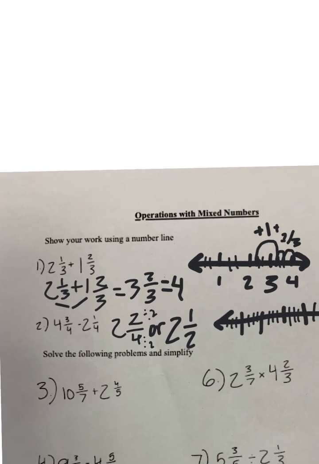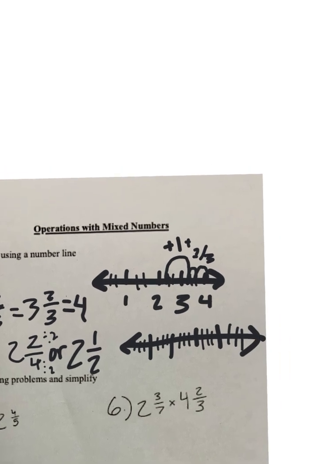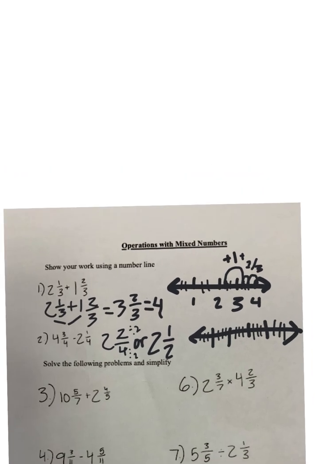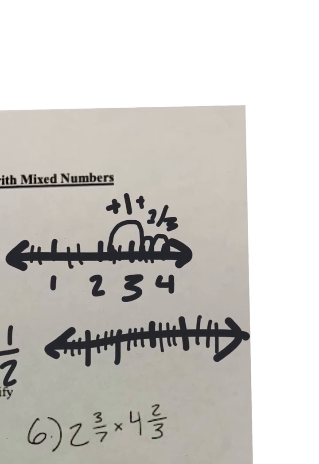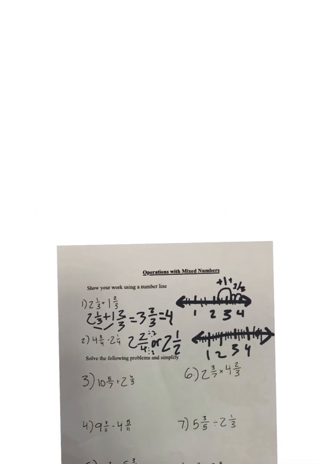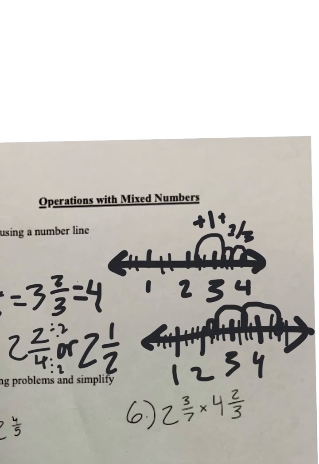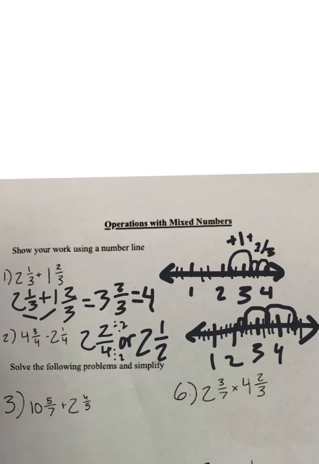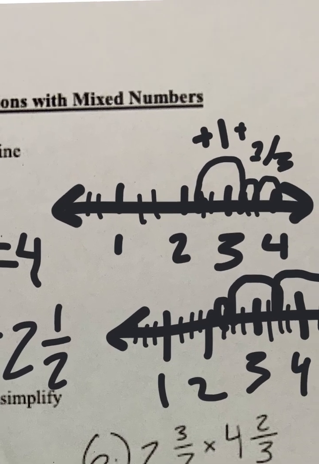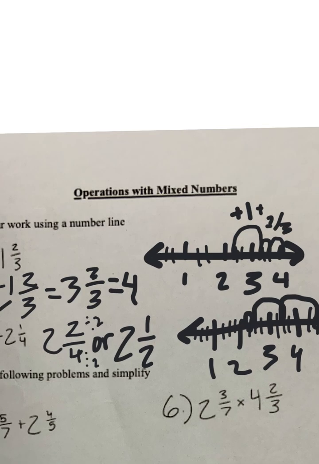And then to show our work on our number line, we split our number line into fourths. We find 4 3/4. Then we subtract 2. And then another 4th to get our 2 1/2.